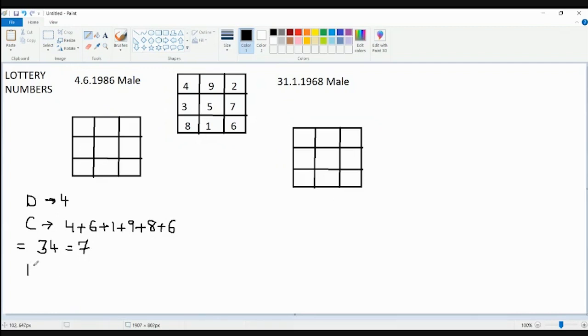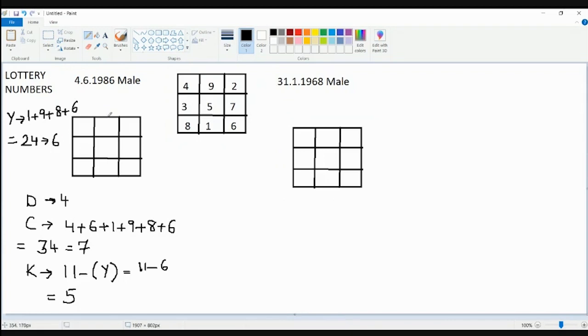Now what will be the Kua number? Kua number for male will be 11 minus year of birth reduced to single digit. So what is year of birth reduced to single digit? 1 plus 9 plus 8 plus 6. This comes out to be 1 plus 9 is 10, 10 plus 8 is 18, 18 plus 6 is 24. So when you reduce it to single digit, it comes out to be 6. So Kua will be 11 minus 6, which is equal to 5.